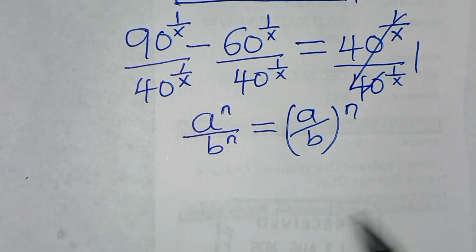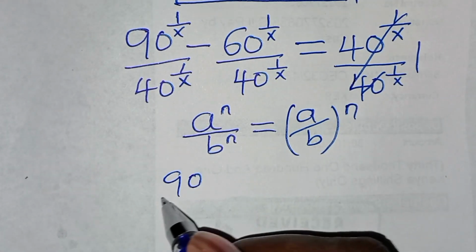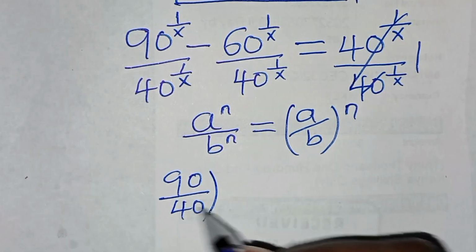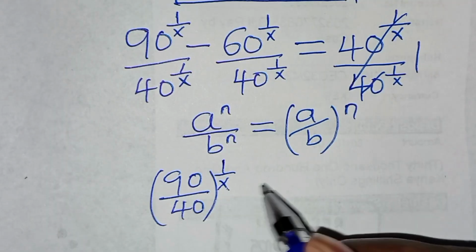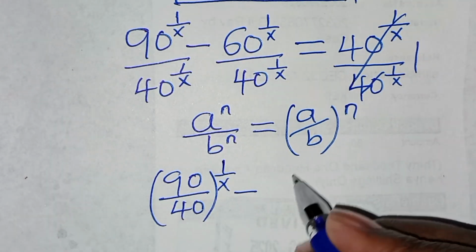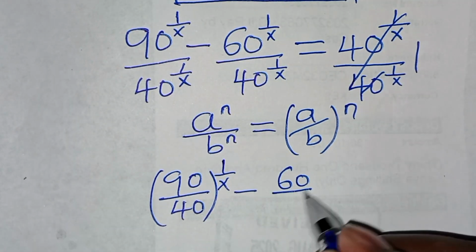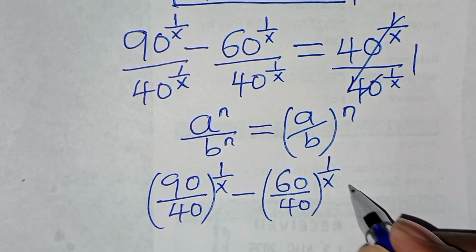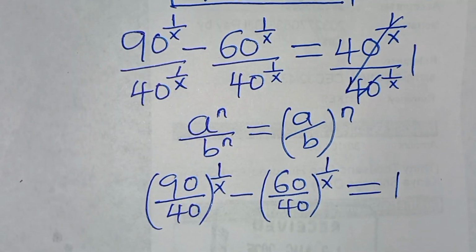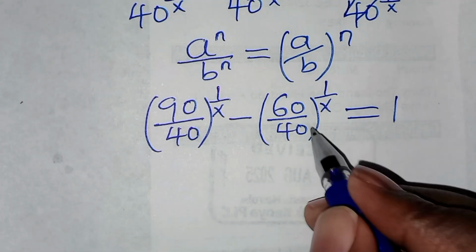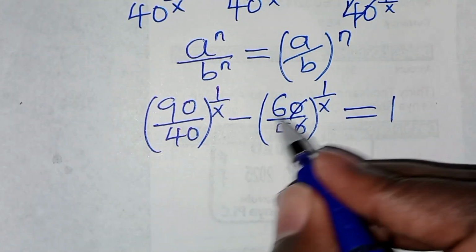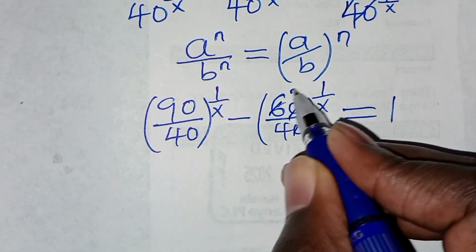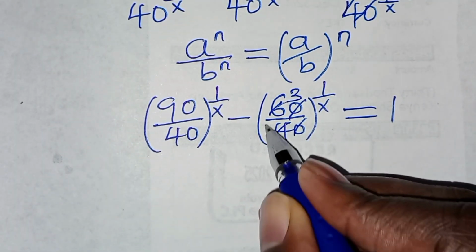Applying this property, we have 90 over 40 raised to power 1 over x, subtract 60 over 40 raised to power 1 over x, is equal to 1. We can simplify here. So 6 divided by 2, this is 3. 4 divided by 2, this is 2.